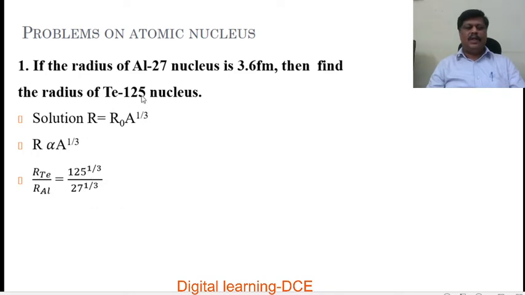The mass number of tellurium is 125, to the power of 1/3. The mass number of aluminum is 27, to the power of 1/3. After simplification, we get 5/3. That means the radius of tellurium is equal to 5/3 times the radius of aluminum, but the radius of aluminum is given as 3.6 fermi. After substitution and simplification, we get the radius of tellurium as 6 fermi.